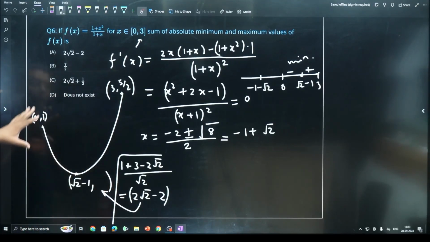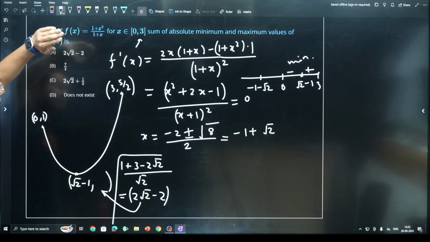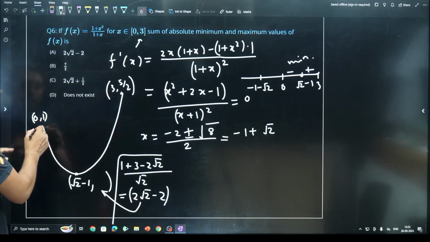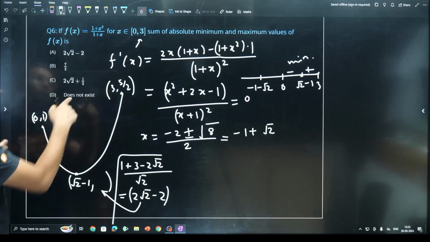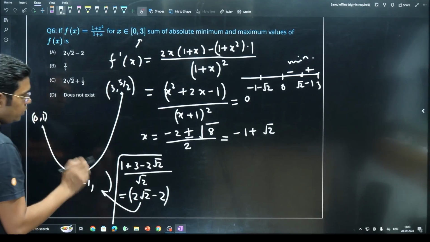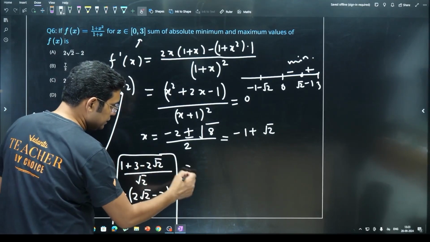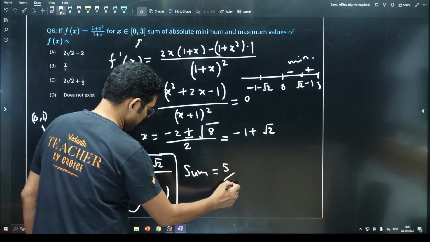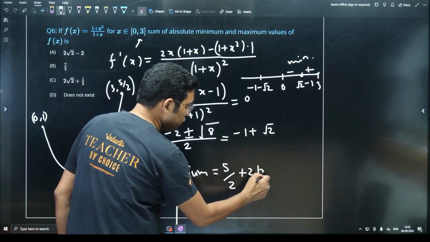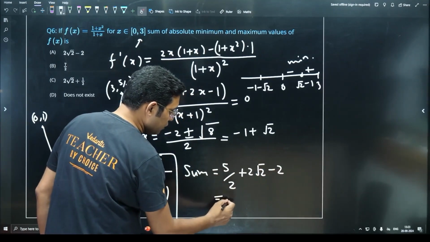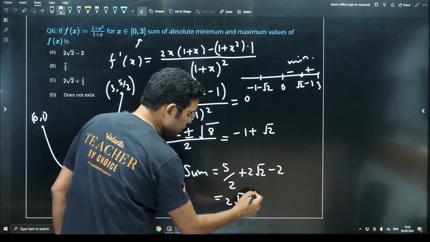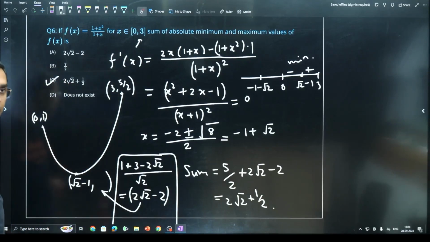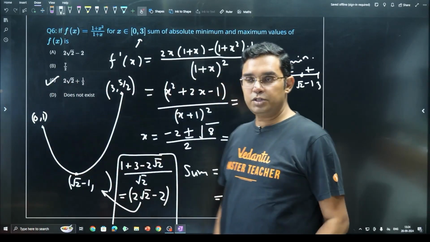Now they are asking the sum of the absolute minimum, that is this, and the absolute maximum. For that, I think we should compare 1 and 5 by 2. So if we compare these two, the sum will become equal to 5 by 2 plus 2 root 2 minus 2. So it will become equal to 2 root 2 plus 1 by 2. So the answer for this question will be C. I think it's an easy question, not very difficult.